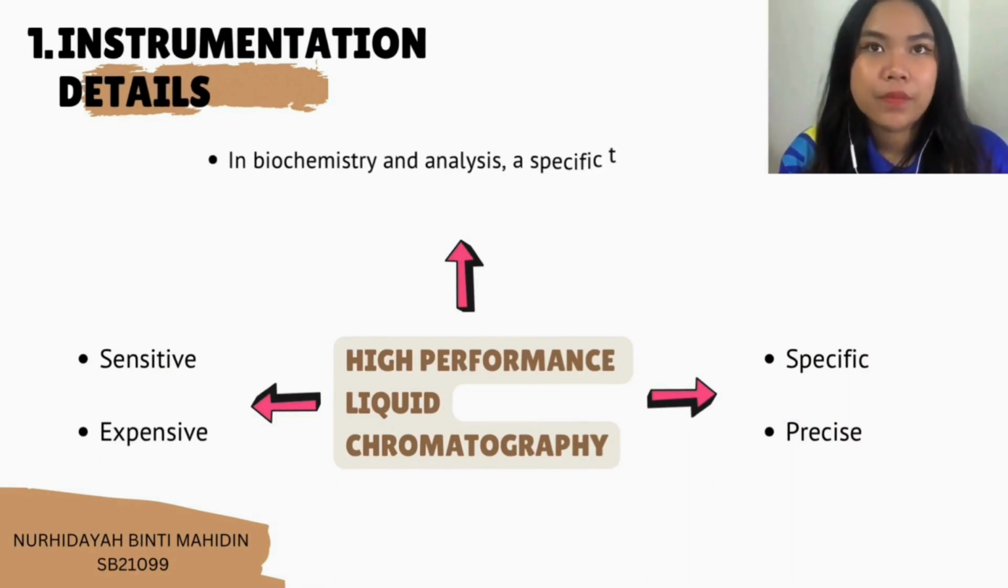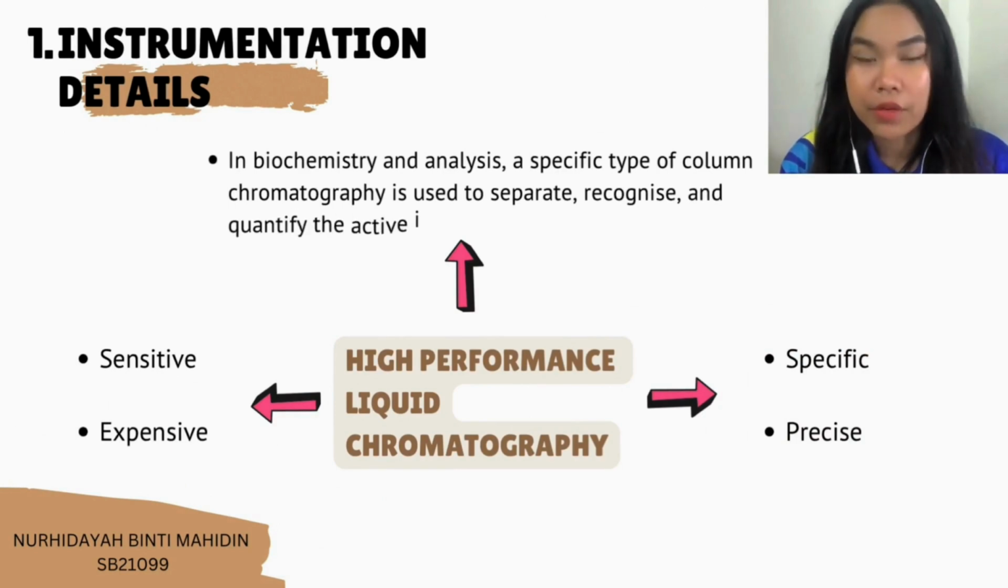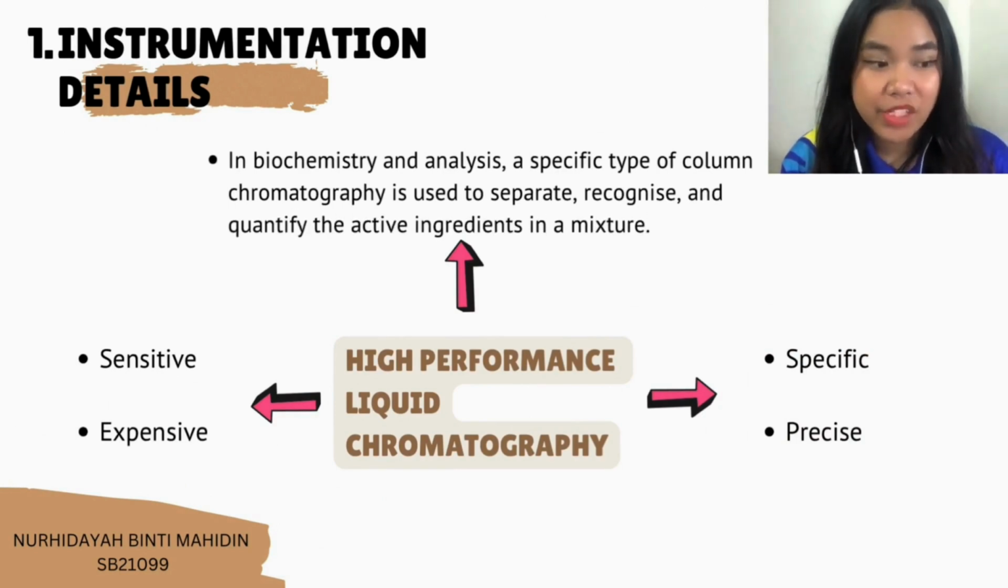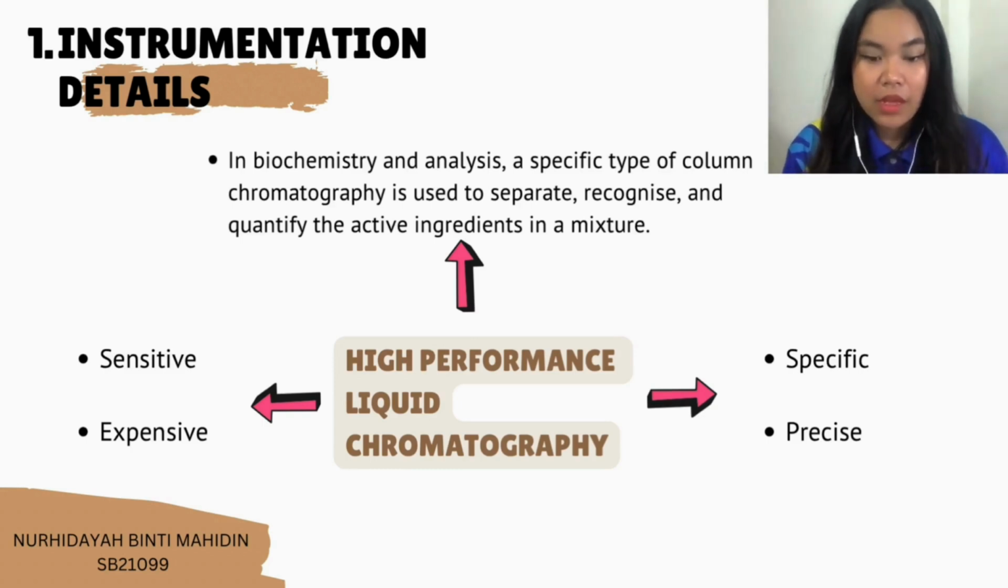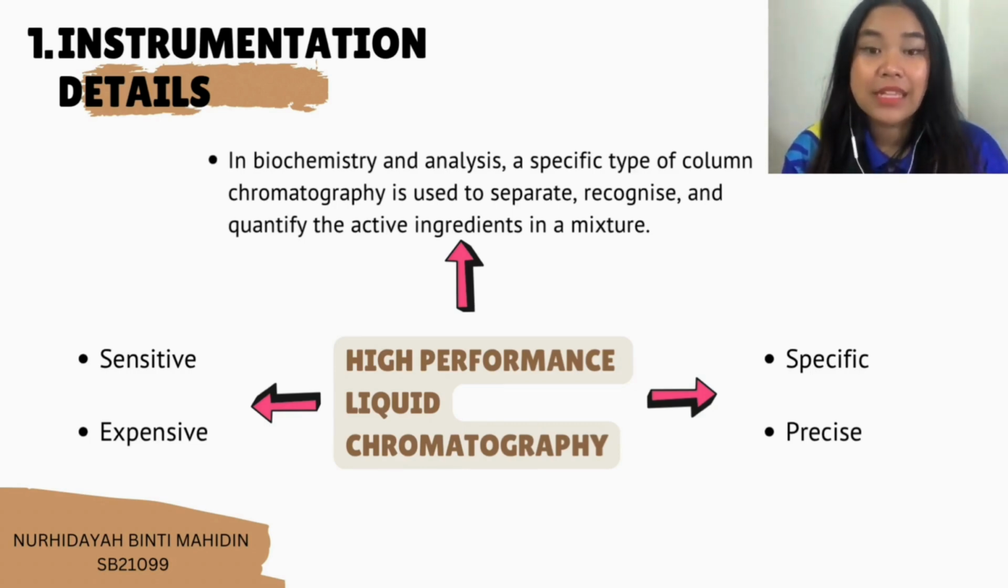First, for the instrumentation details, there is high performance liquid chromatography, or HPLC. HPLC is a technique that can be used to separate, recognize, and quantify the active ingredients in a mixture. HPLC is one of the most widely used separation techniques. It can be very specific, sensitive, and precise, and it is also expensive.